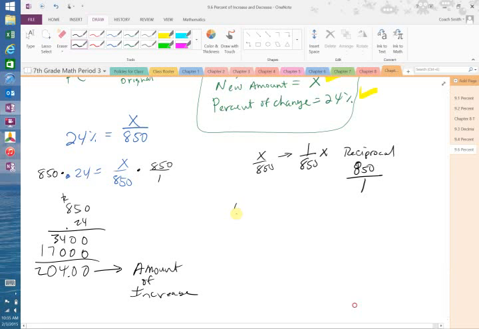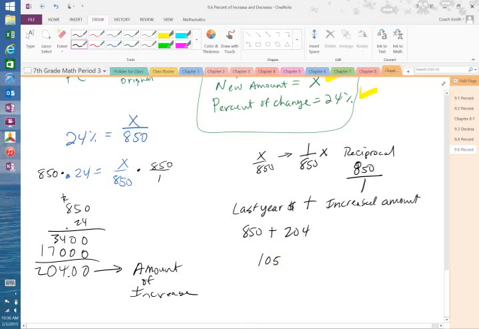So we have to take last year's dollar amount plus the increase amount. Okay? So that would be 850 plus the increase amount of 204 equals 1,054 is this year's donation. Okay? As I stated, that's one way to do it in this specific problem.